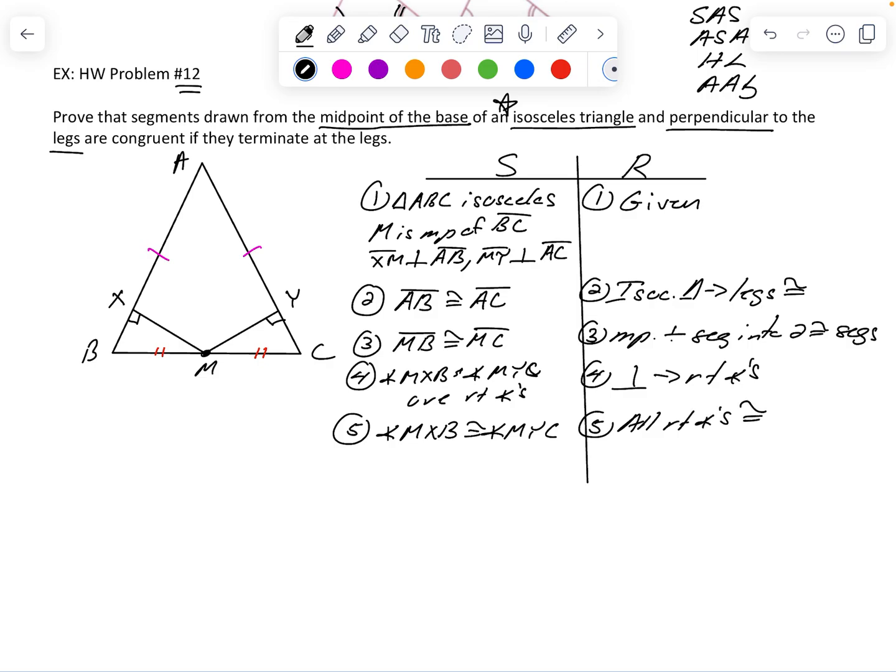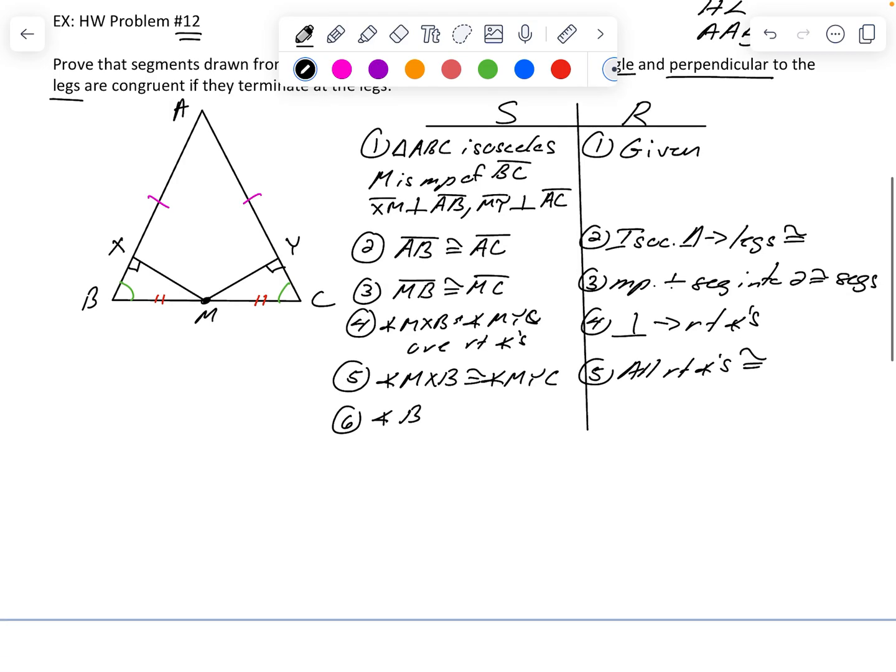So again, to use angle side, we need to say those angles are congruent. So now we have those right angles are congruent. We need one more angle, and that is going to be angles B and C here. Because remember, if we have our legs congruent, those base angles are congruent. So we can say angle B congruent to angle C, and that is our, if the legs are congruent, then the base angles are congruent.